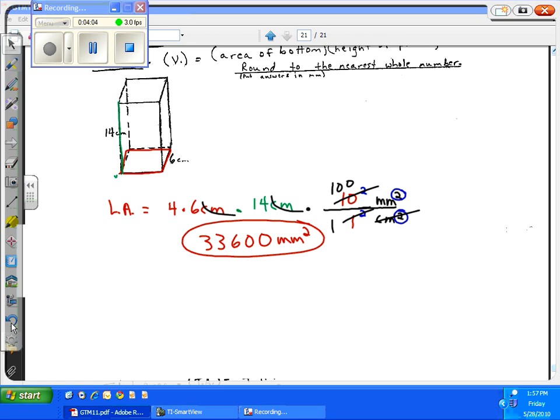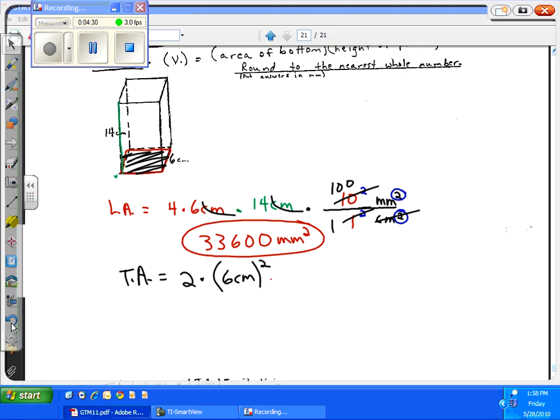If we want the total area, we're going to have to add the top and bottom to that. So we're going to have 2 times the area of the bottom. The bottom is a square. The formula for every square is side square. So we're going to have 2 bottoms at side square, 6 centimeter square.